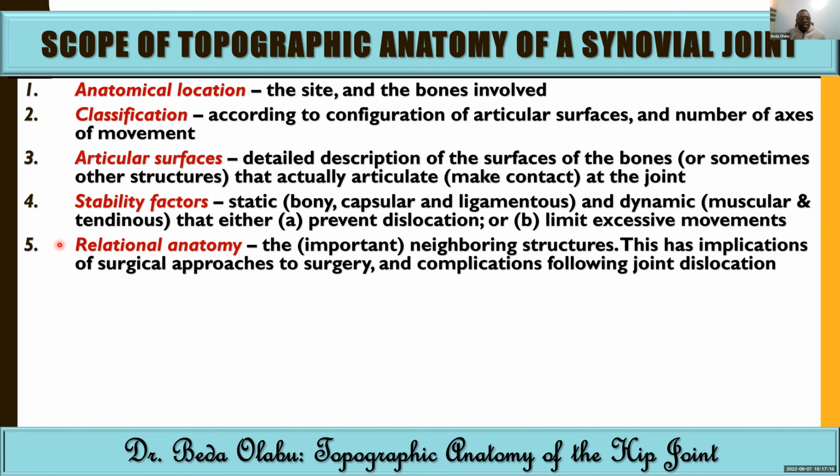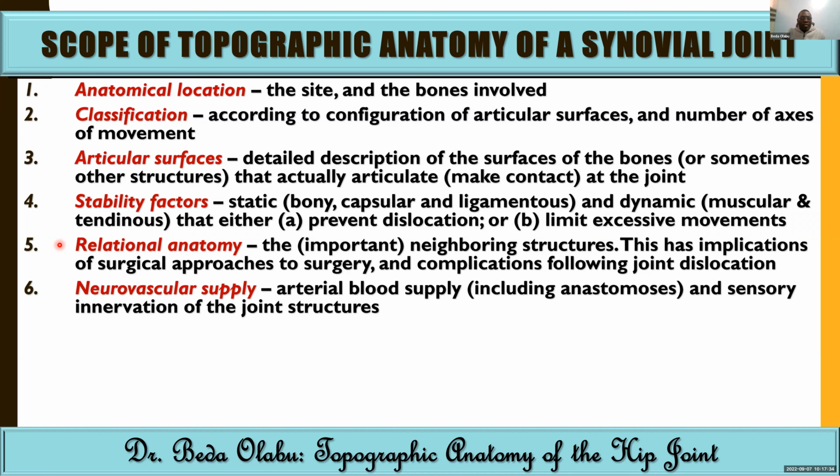Other than that, the relational anatomy informs us on possible complications when that joint is dislocated in a particular direction. If, for example, a structure is posterior and the joint dislocates posteriorly, then that structure that's posterior is most at risk. That's why we learn relational anatomy of a joint.